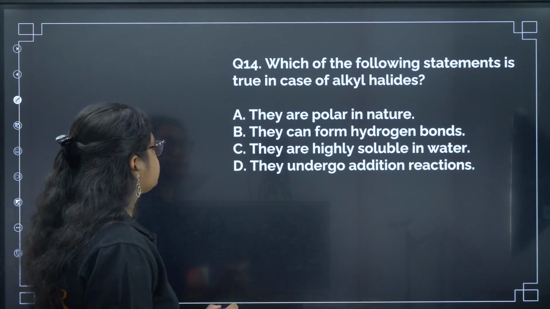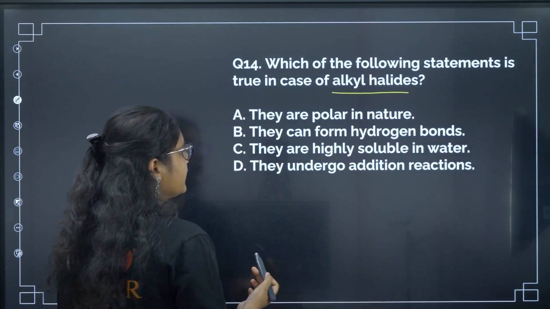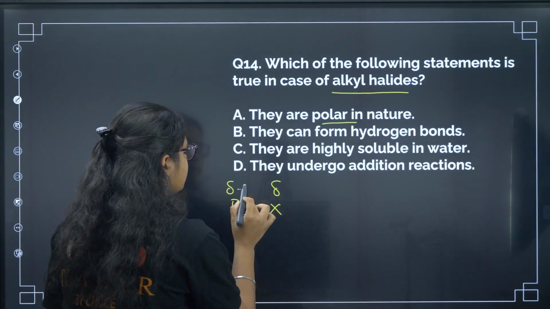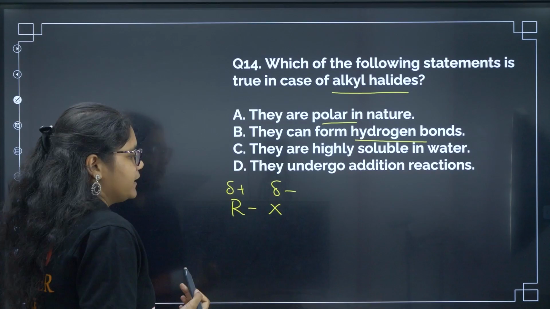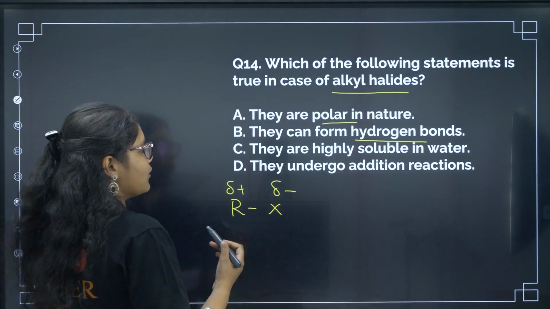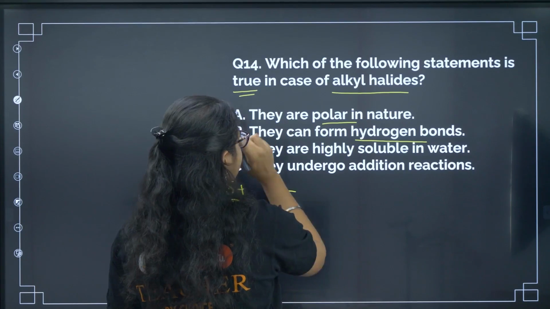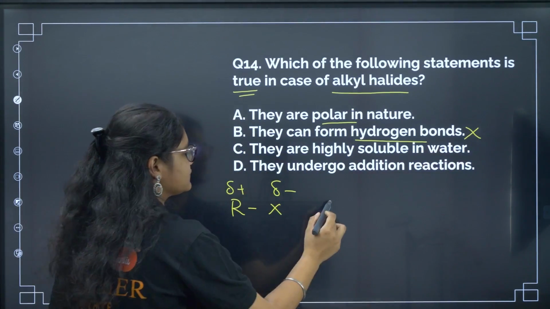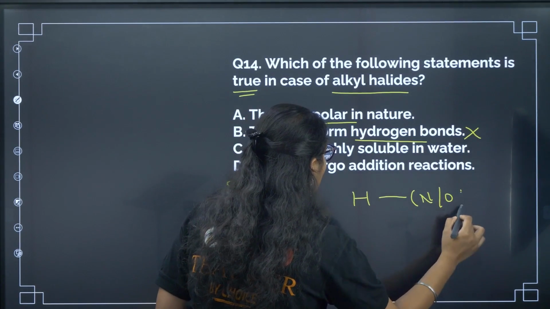Okay, next. Which of the following statements is true in case of alkyl halides? Okay, they are polar in nature. Yes, we have R-X, delta minus, delta plus is formed. They are polar. They can form hydrogen bonds. Yes, they can form hydrogen bonds. Now, which of the following statement is true? Okay, we have to just find true. So they cannot form hydrogen bonds, right? For hydrogen bond, hydrogen should be attached to either N, O or F.